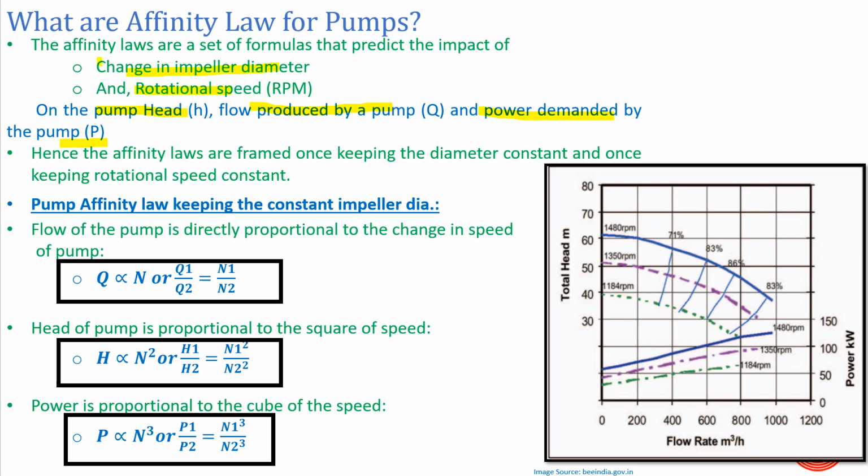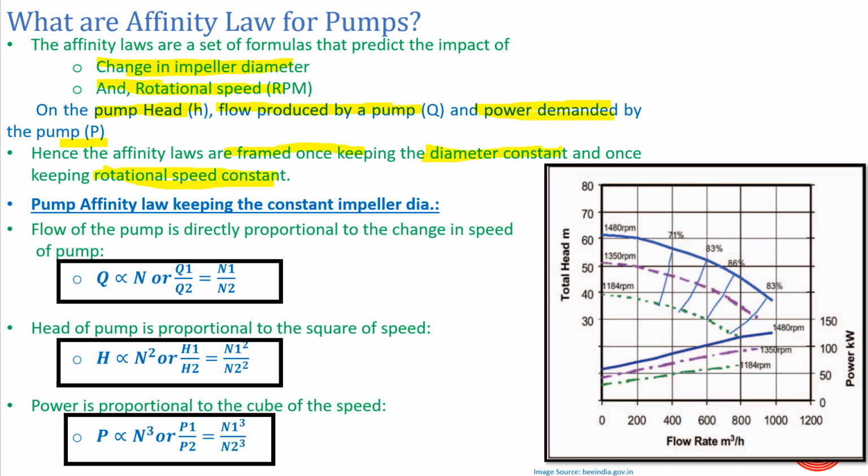So there are two things: impeller diameter and rotational speed. When these two components are changed in a pump, there will be some impact on my pump head, on the flow produced by the pump, and on the power demanded by the pump. Hence the affinity laws are framed, once keeping the diameter constant and once keeping rotational speed constant. While diameter is kept constant, my rotational speed will change, and when my rotational speed is kept constant, my diameter will change.